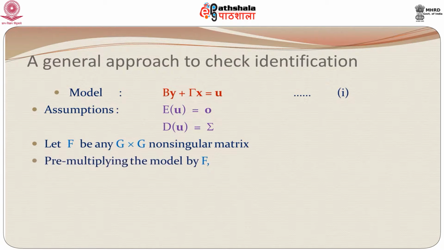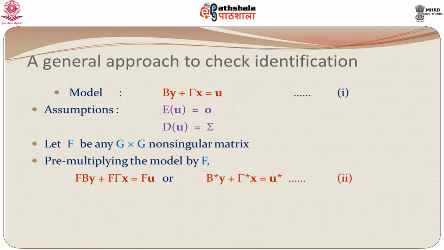We pre-multiply the model 1 by F. So, we have F by plus F gamma x is equal to F u, and we rewrite this as B star y plus gamma star x equal to u star, where B star is of course F B, gamma star is F gamma, and u star is F u. So, we have a second model just by making a non-singular pre-multiplication of the original model.